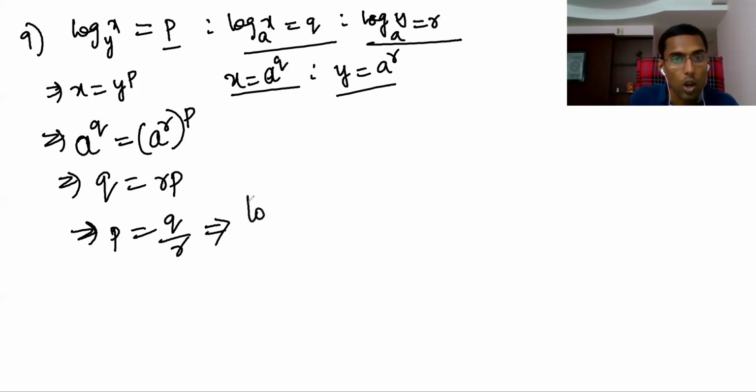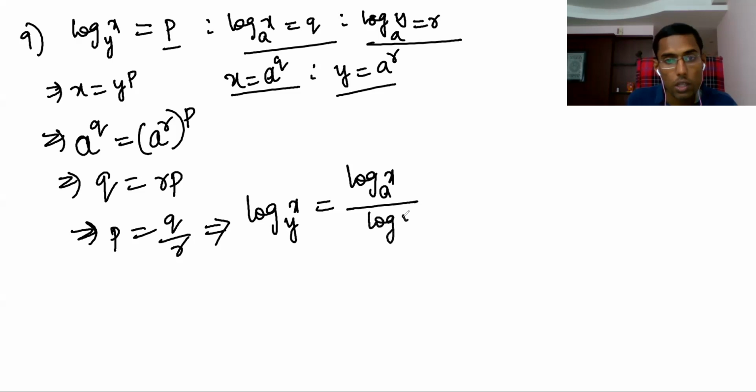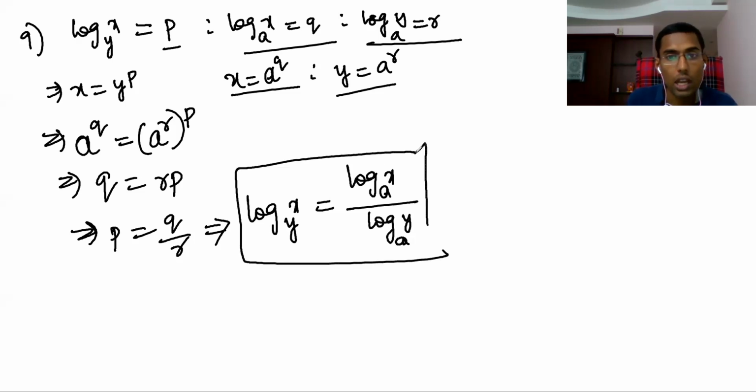P is log x to the base y. This is equal to, I proved, q by r. What is q by r? Log x to the base a by log y to the base a. I proved it. Here, because I have taken a, I can prove it to the base a. If nothing is there, it means e will be there.